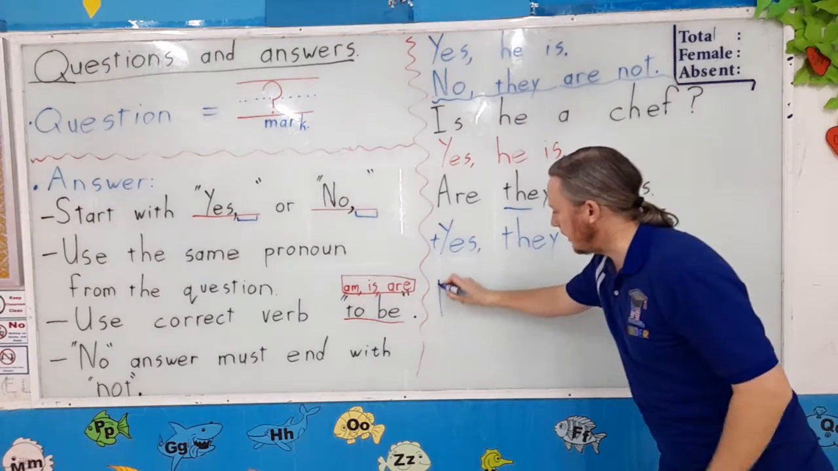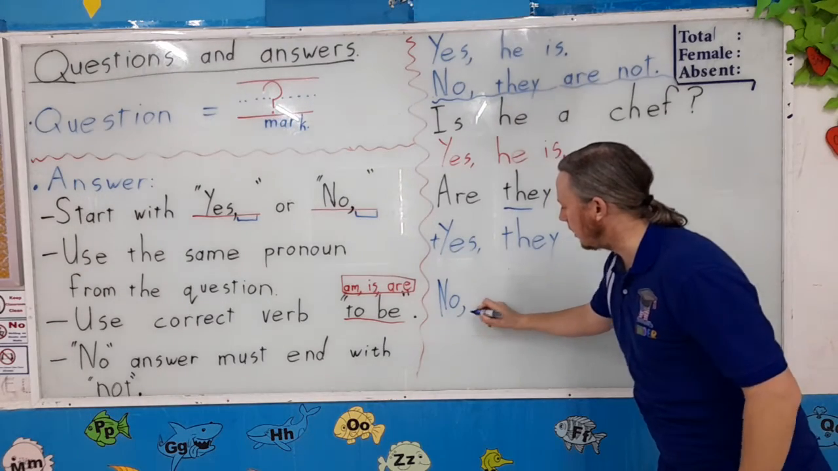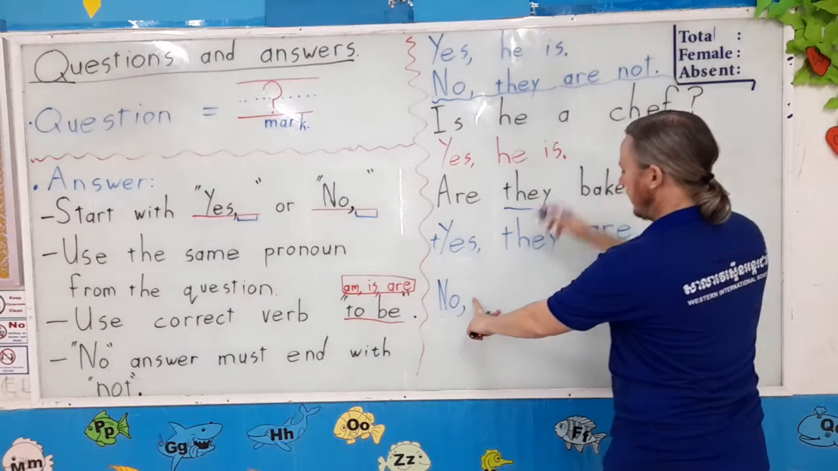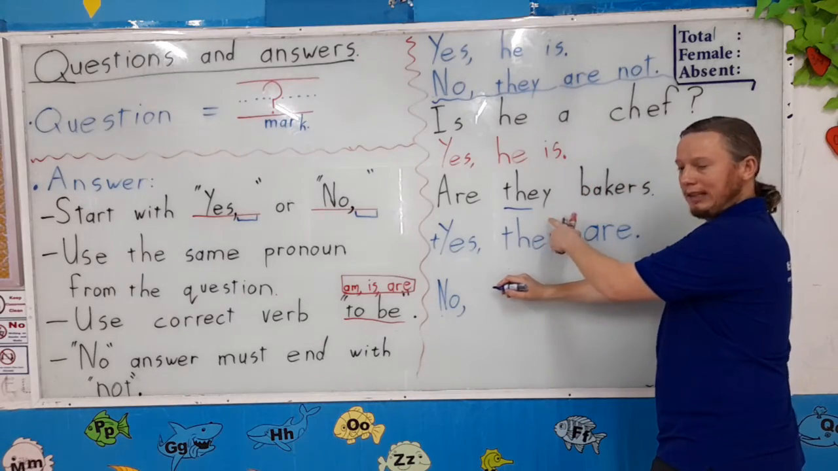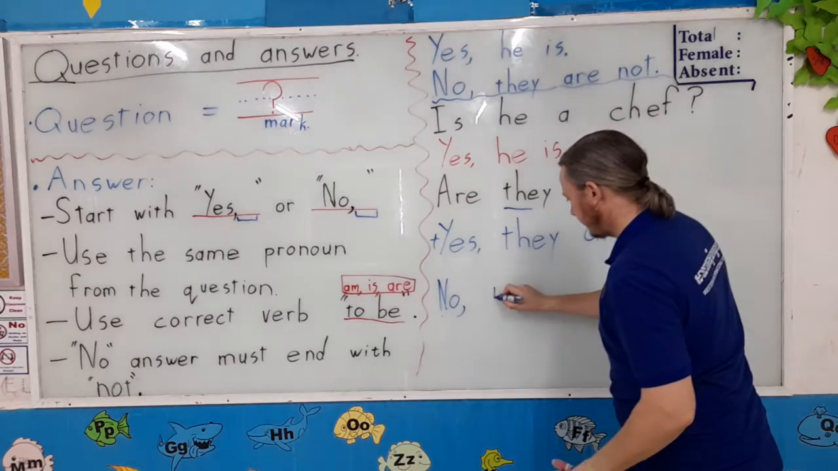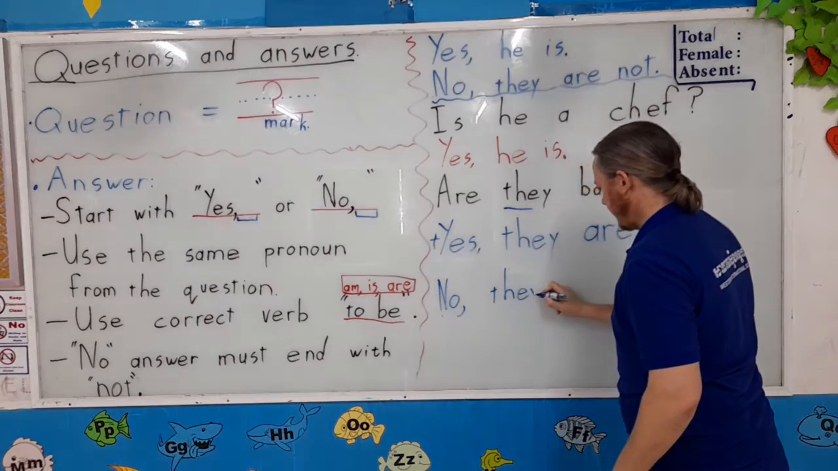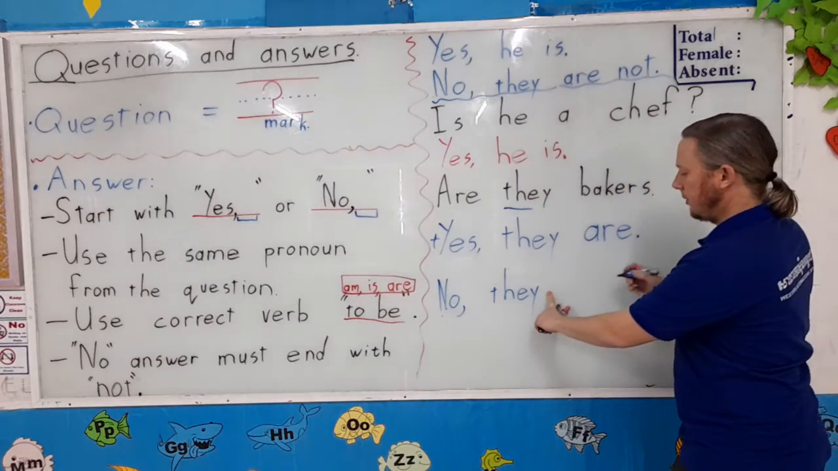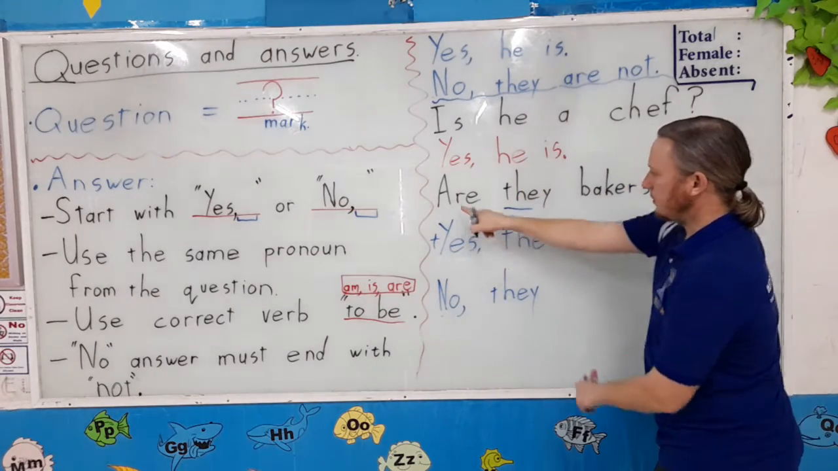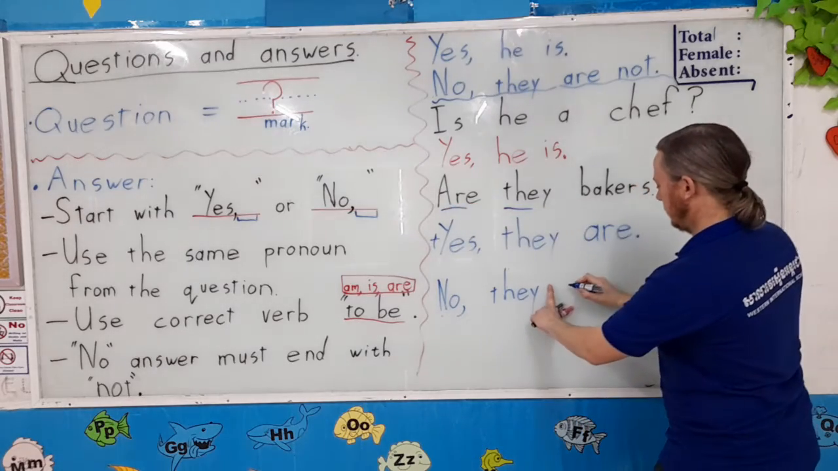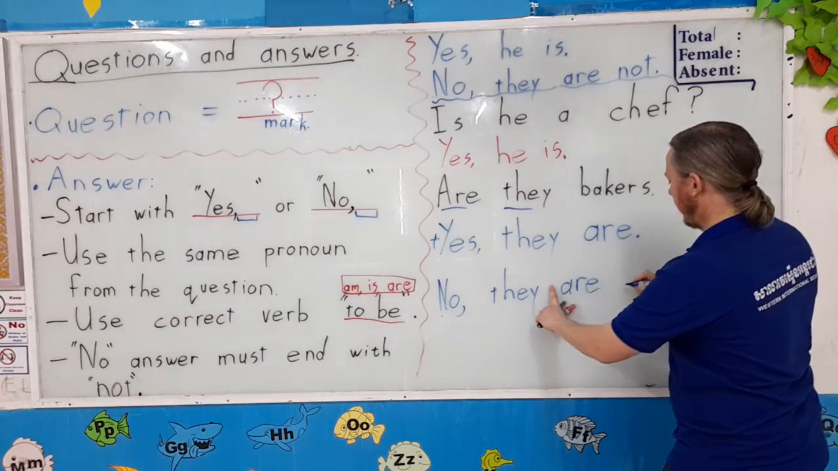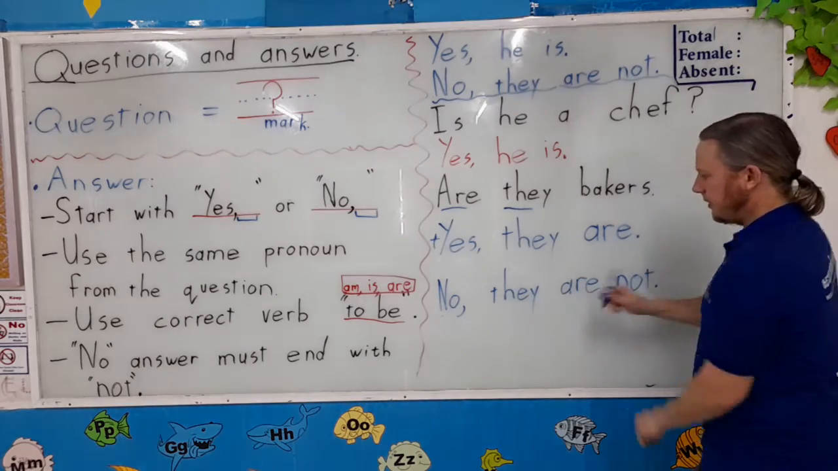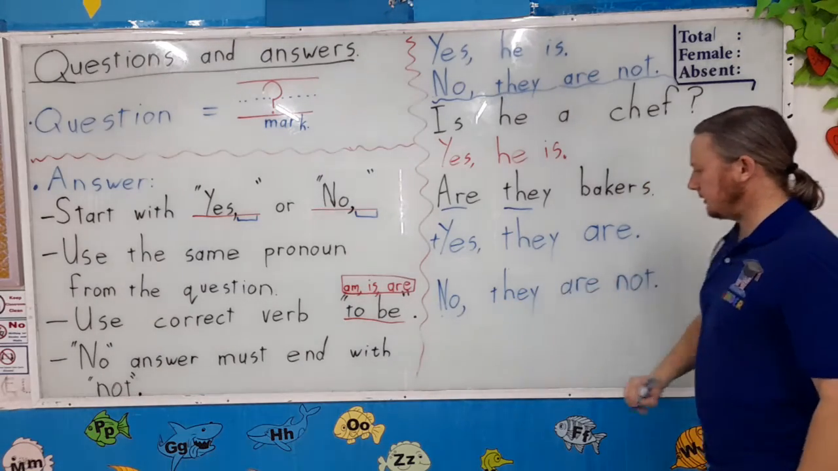Are they bakers? Let's go negative. Capital N, small o, comma, space. My writing's looking so ugly. No, he. Is that right? No, they. And who's friends with they? Is it is, am, or are? No, they. It's here in the question. Are. And remember, negative we finish with not. Full stop. No, they are not.